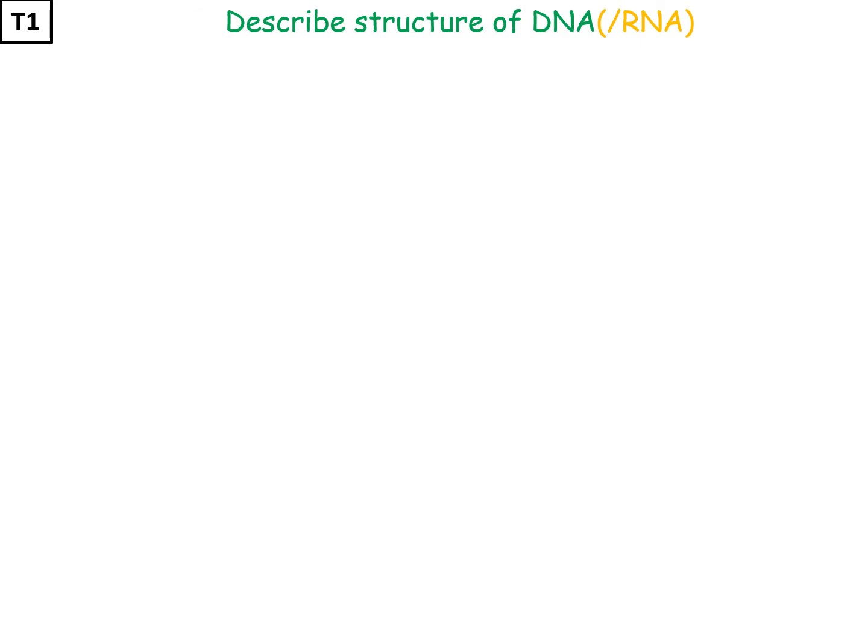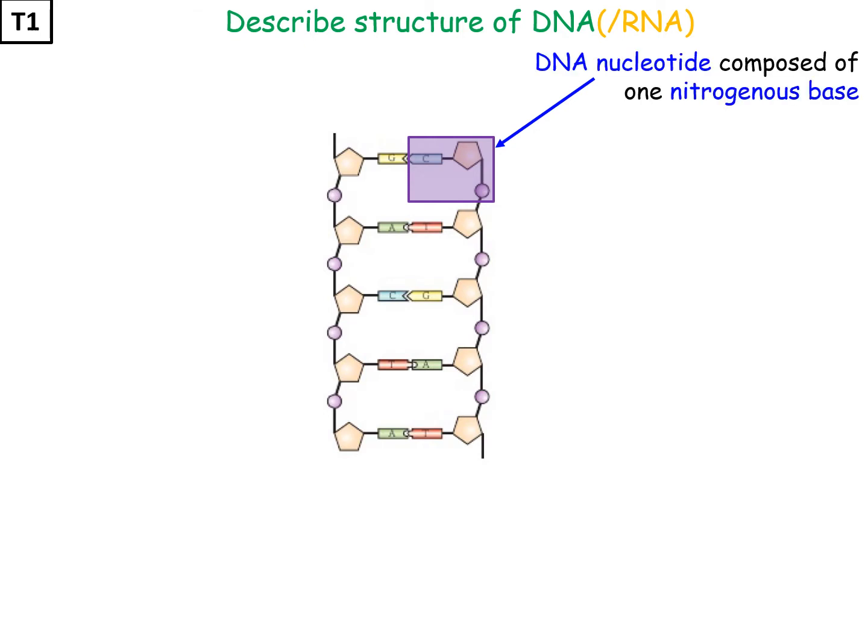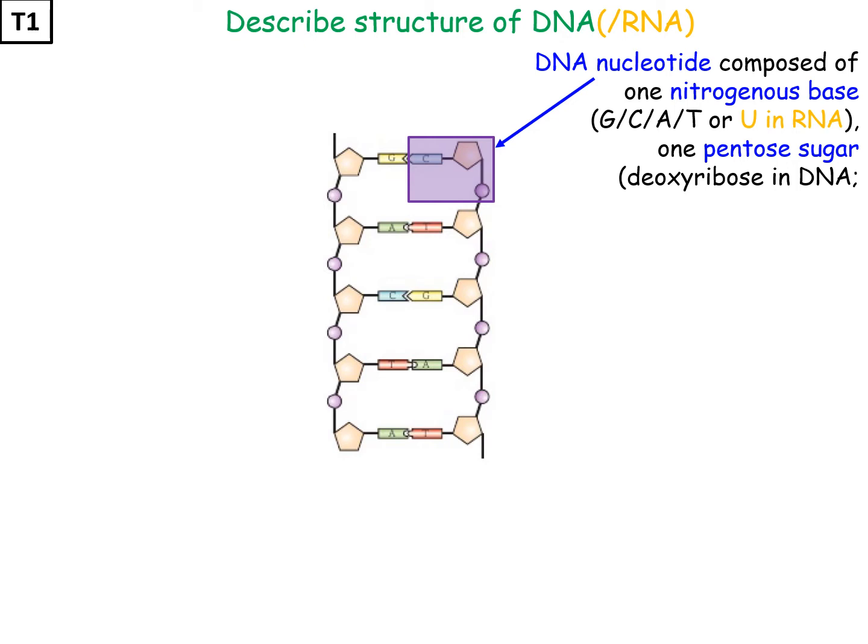Describe the structure of DNA and RNA. So here's our DNA, and from GCSE we would have learnt some of these structures previously. DNA is made up of a repeating monomer structure. The DNA nucleotide is composed of one nitrogenous base, that could be G, C, A, or T, or in RNA it could also be U. It's also made up of one pentose sugar, which could be deoxyribose in DNA or ribose in RNA.